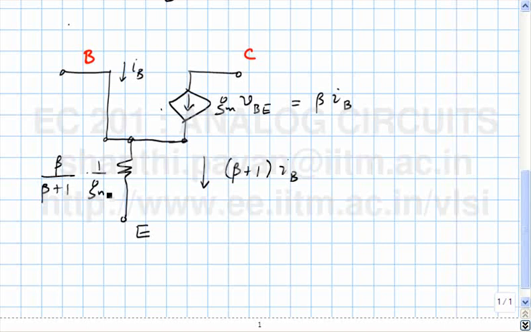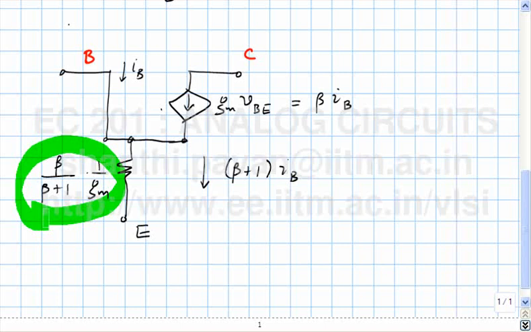In any transistor worth its name, the beta would be fairly large, which means that this resistor or this quantity would almost be equal to 1 over GM, but they are not the same thing. Please note that there is a factor beta by beta plus 1. And we defined 1 over GM to be Vt by Ic, correct? GM is Ic by Vt, so 1 over GM got to be Vt by Ic.